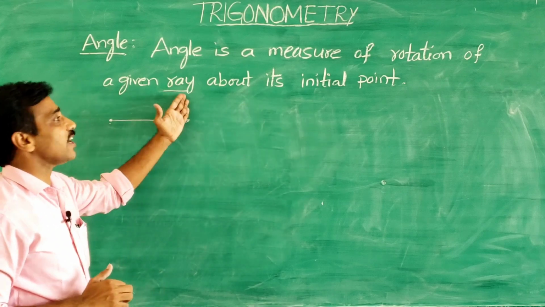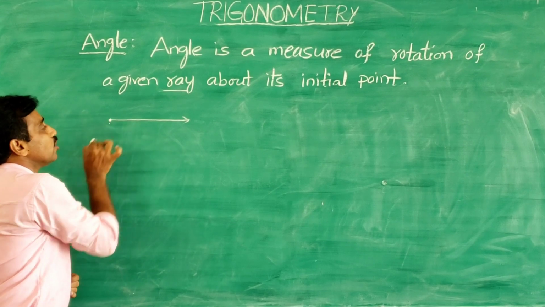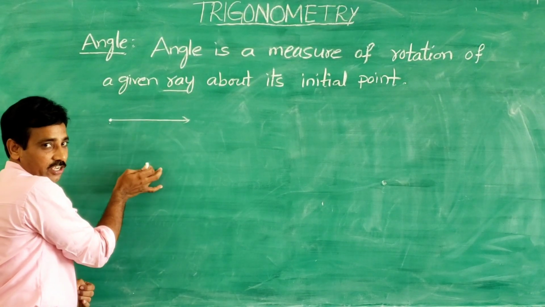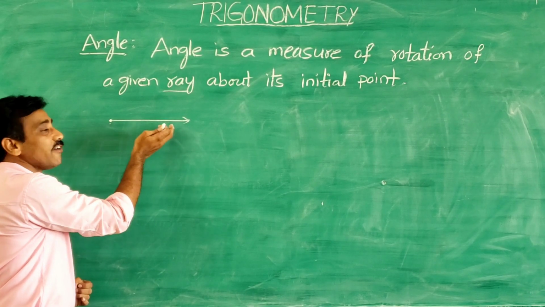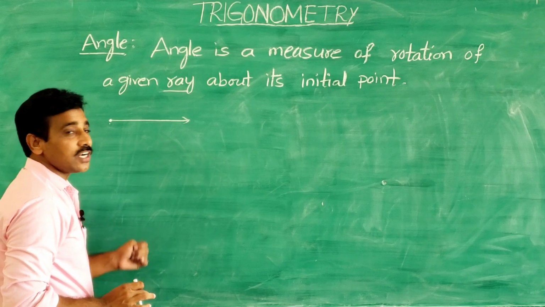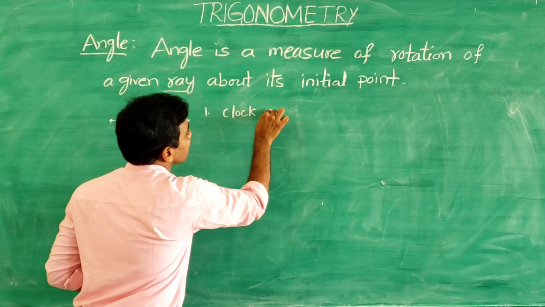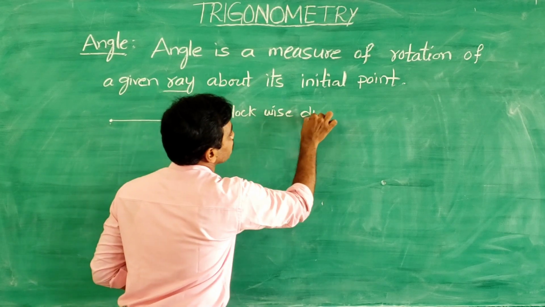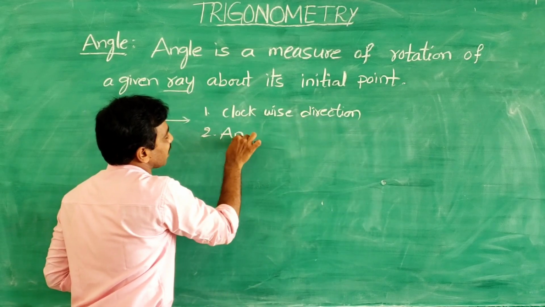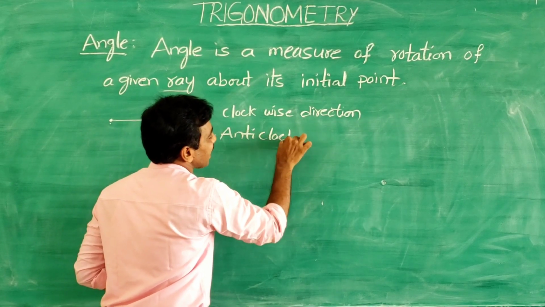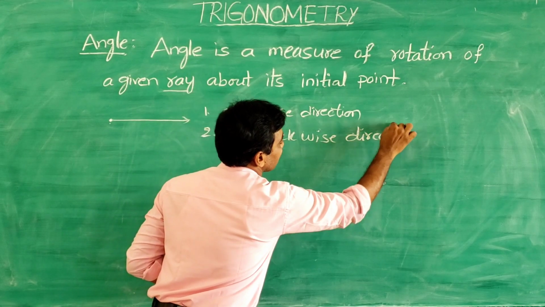Now, rotation of a given ray. We need a rotation of the given ray. We can rotate the given ray in two directions. One is clockwise direction. Second one is anti-clockwise direction.